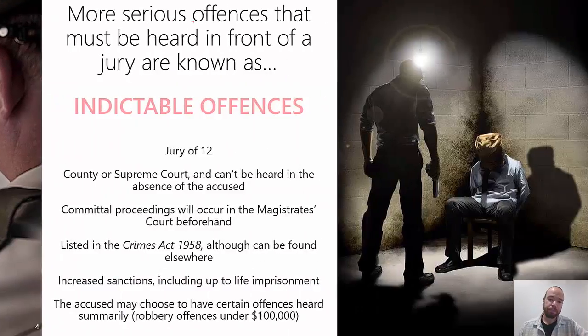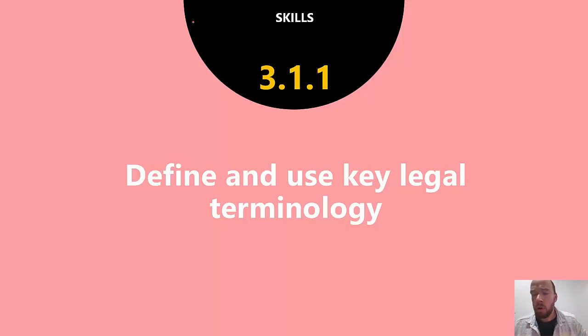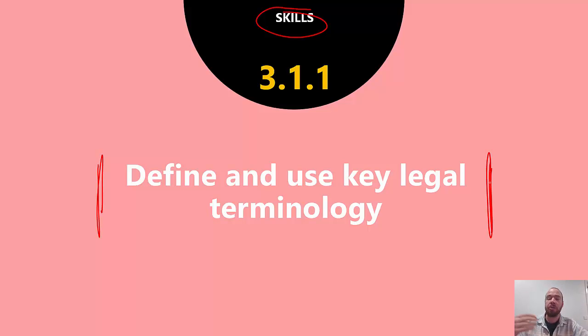So there are some circumstances where you can have your more serious offence heard in the same way that summary offences are heard. What we do in each video is have a quick touch on the key skills. So the videos will focus on knowledge, but then we'll address the skill that is generally attached to that knowledge. Now, for summary and indictable offences, there isn't a really clear key skill in the study design that says you need to explain or do this with them. So this one sort of does cover it, just the idea of define and use key legal terminology. And that's what summary and indictable offences are. It's key legal terminology that you need to know.